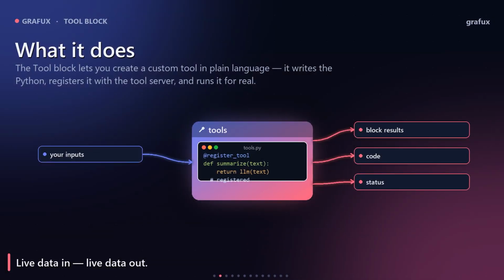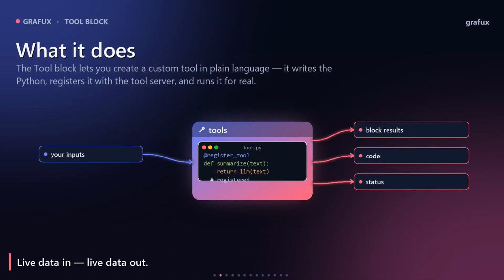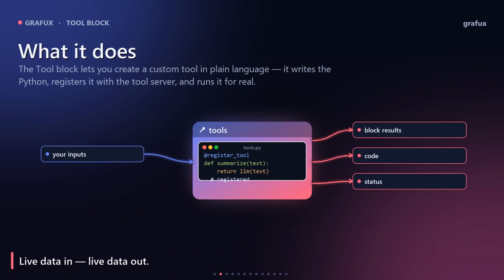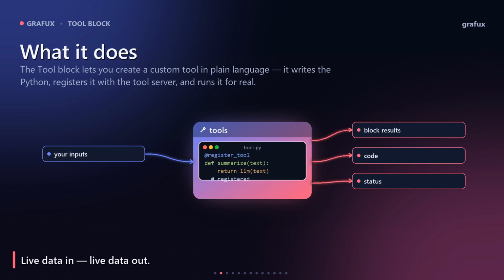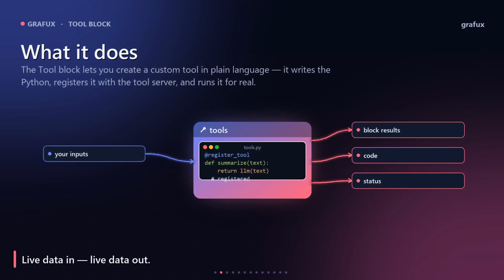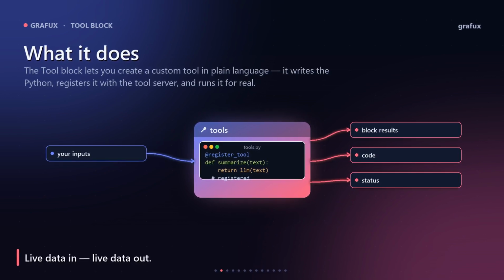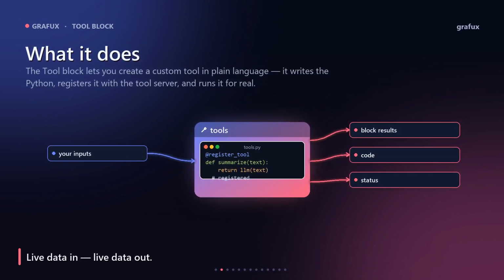So what is it? Put simply, the tool block lets you create a custom tool in plain language. It writes the Python, registers it with the tool server, and runs it for real. You give it what it needs, it does the work, and it hands you back block results, code, and status as live data you can wire into anything else on your canvas. There's no setup and no boilerplate. You describe the outcome you want, and the block quietly takes care of the how.